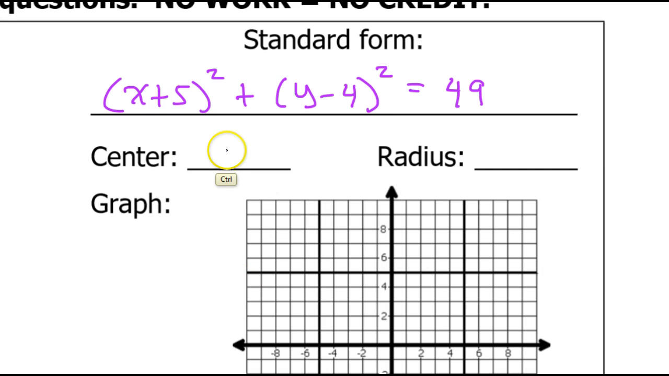All right, so now the center. The center is going to be the opposite of this, comma, the opposite of this. So because of the positive 5, I'm going to have negative 5. Because of the negative 4, I'm going to have a positive 4. So that's going to be the center of the circle. Because of the 49, the radius is going to be 7. All right, this 49 is the radius squared. So if you take the square root, then that's the radius.